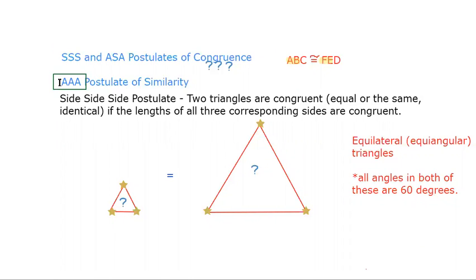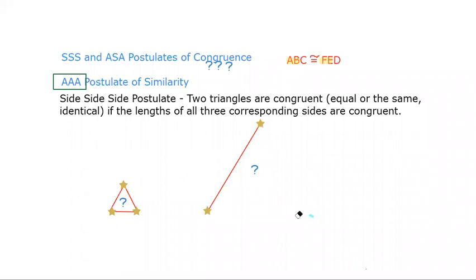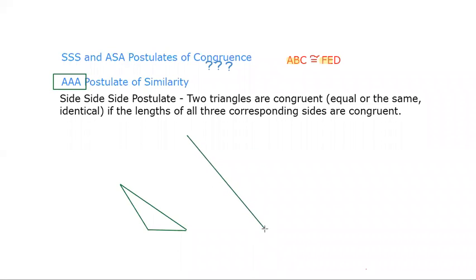You do know for sure that if all three angles in two triangles are congruent to one another, then the triangles are similar. Now, it doesn't have to be an equilateral triangle. We could be talking about right triangles maybe, or even a triangle like this, an obtuse triangle. We could have an obtuse triangle that has the exact same angles as a larger obtuse triangle, but those are not identical.